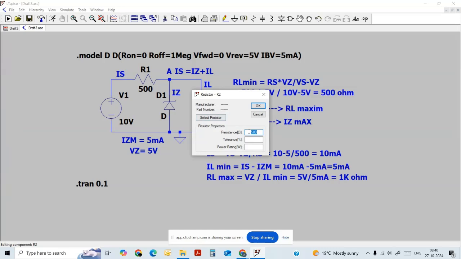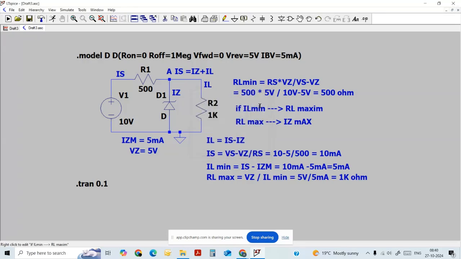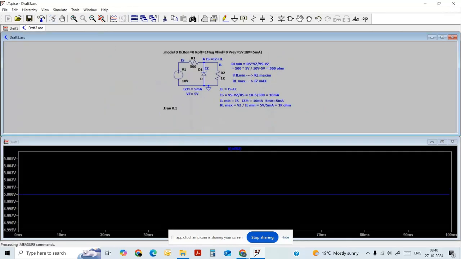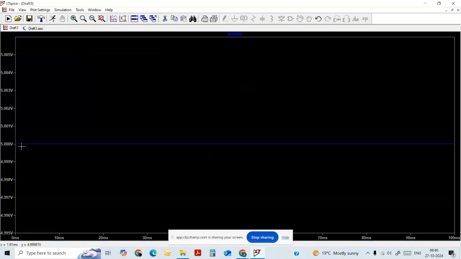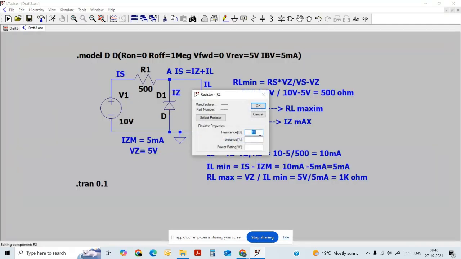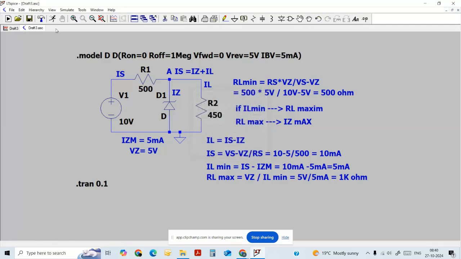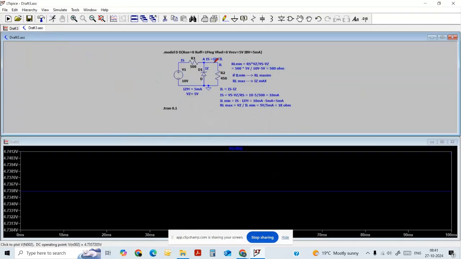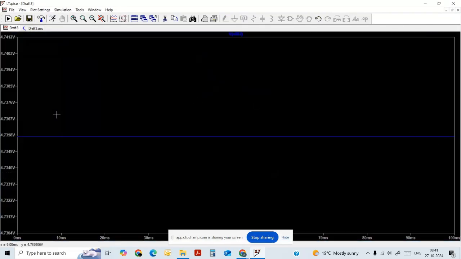Now I am changing to the maximum resistance value of 1 kilo ohm and running this. Here also I am getting 5 volt, proper regulation. Then I change the minimum resistance, instead of 500 I am considering 450 ohm. When I run this, the output voltage, instead of 5 volt, becomes 4.73, so 0.3 volt got dropped.